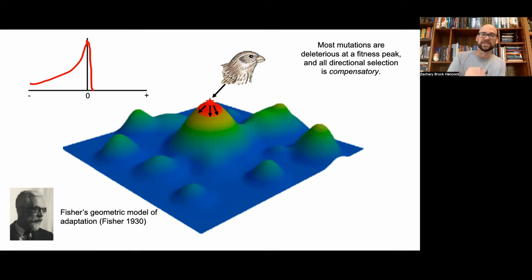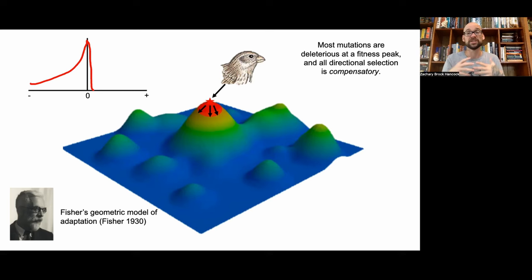Now, when the population is at the highest possible peak, so it is as adapted to this particular environment as it can be, all subsequent mutations are deleterious, because they're all going to act to move you away from that peak. And so the distribution of fitness effects should look something like this. We have a very, very broad deleterious distribution and a very tiny sliver of beneficial mutations. And in fact, when you're at the fitness peak, all directional selection, so selection that's actually moving you somewhere, not just trying to stabilize you, is compensatory.